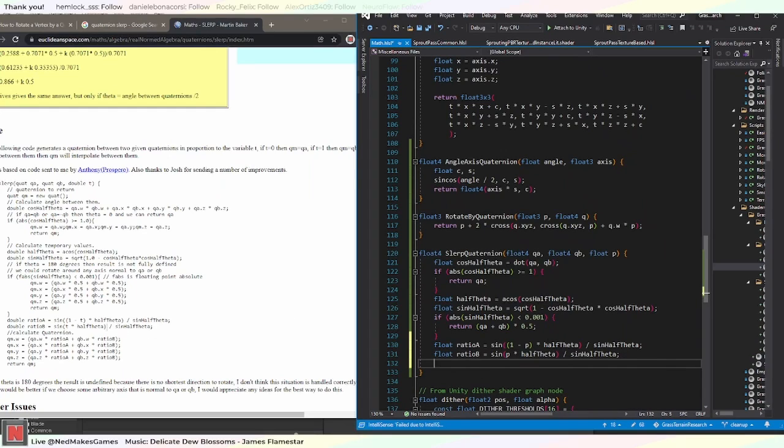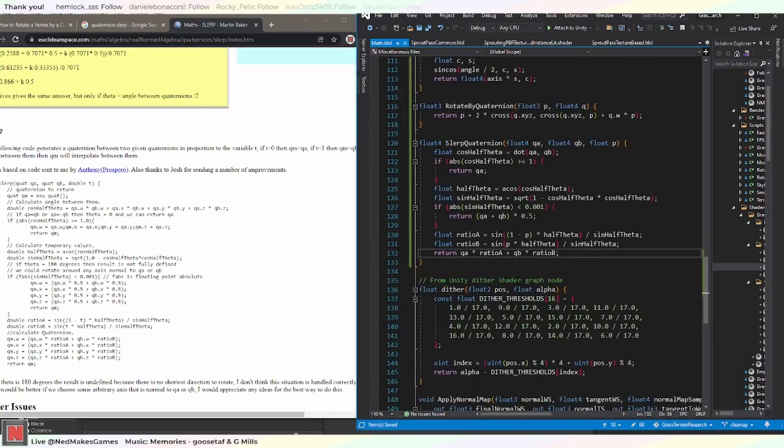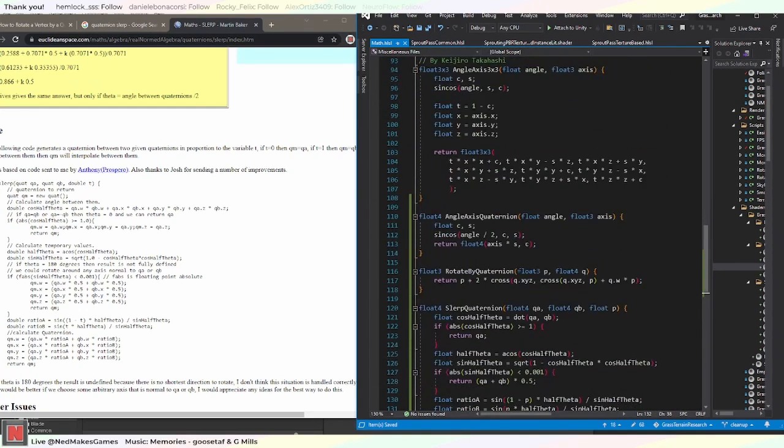Okay, so then the final quaternion is just a linear combination of the two. So we can return QA times ratio A plus QB times ratio B. All right, so let's see.